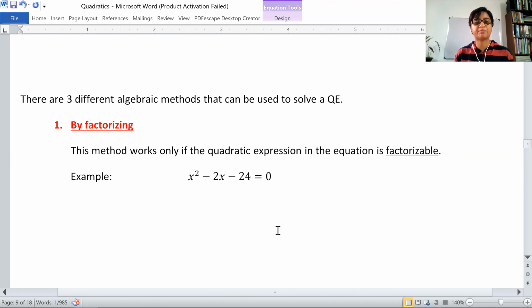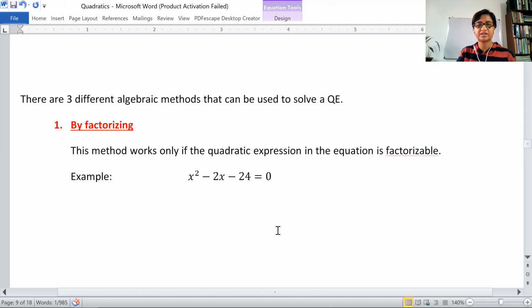Okay, so number one is by factorizing. This method works only if the quadratic expression in the equation is factorizable. You know this. You have seen this in your O levels. There are some quadratic equations where the quadratic cannot be factorized. We saw this already. Not all quadratics can be factorized. So if it can be factorized, you can just factorize. That would be the easiest way to solve.